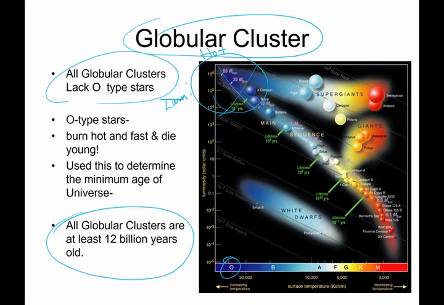Blue stars have a tendency to live fast, die young. And these guys have lived up their life long before the 12 billion years old that we suspect globular clusters are. Why is this important? It helps to give us a minimum age of the universe. If we can see things that are at least 12 billion years old, what that means is our universe is at least 12 billion years old. So we'll talk about how we have aged the universe over time, but this is one of the many pieces of that puzzle.